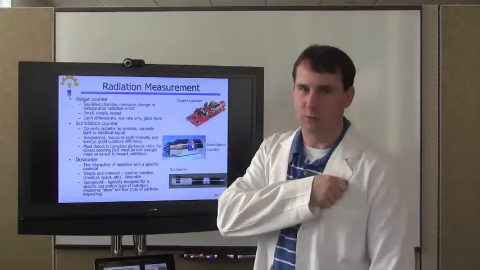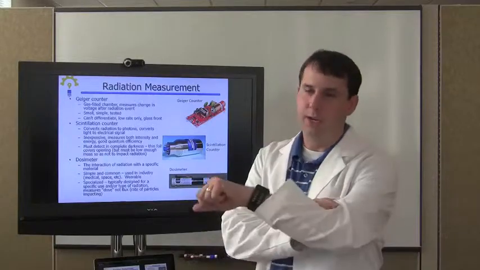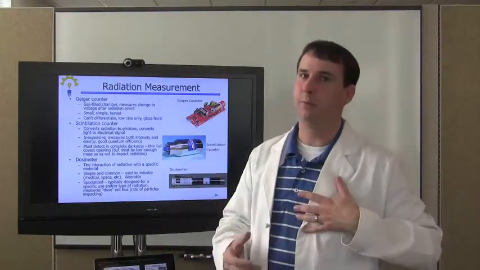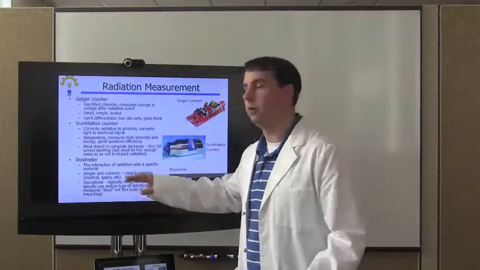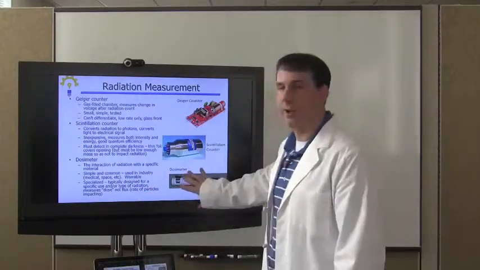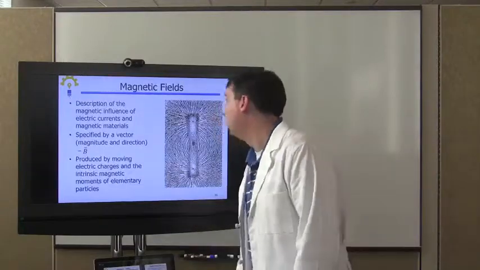It doesn't measure flux. It won't tell you that at a certain time today you experienced a lot of radiation. It just tells you how much radiation you measured from when you started to when you stopped. So that's a dosimeter. It measures dose, not flux. Those are the 3 basic types of radiation measurements.